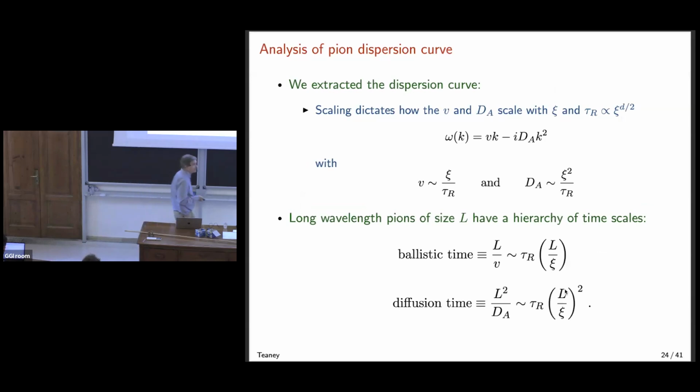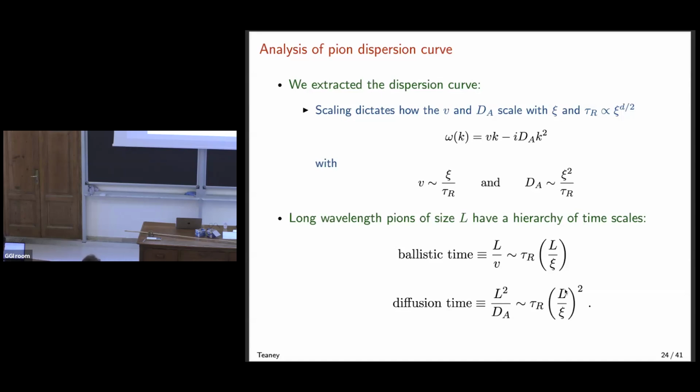Similarly, the diffusion coefficient, or the damping rate of the pions near this critical point, has units of distance squared over time. That's like all diffusion coefficients. And so it scales like the correlation length squared divided by tau_r. Tau_r still scales like xi to the d over 2.